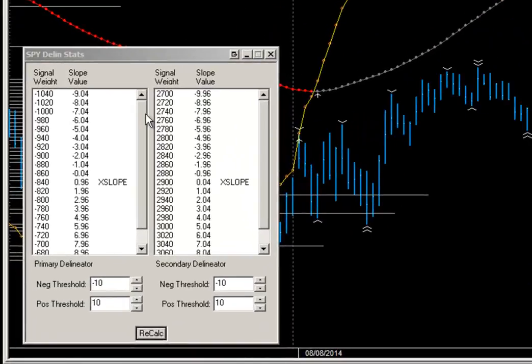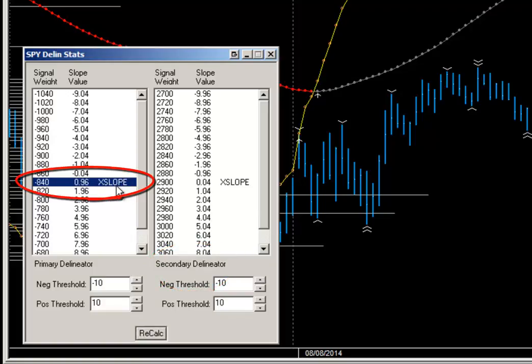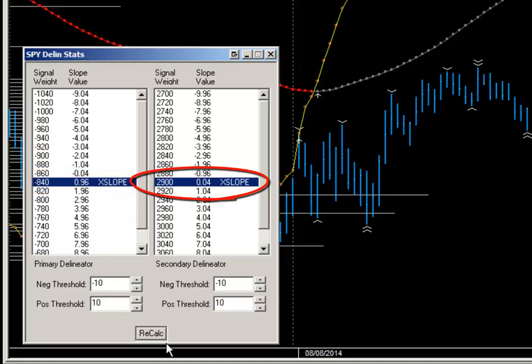We can move to our stats calculator, and we always want to hit recalc. Every time we use the stats calculator, even if we've just hit recalc again, because every time period that changes, these numbers change. On the left column, we see our primary delineator, which in this case is our 5-minute, and on the right column we have our secondary delineator. We look for these values that say X slope, and we can see that there's one on the primary and there's one on the secondary.